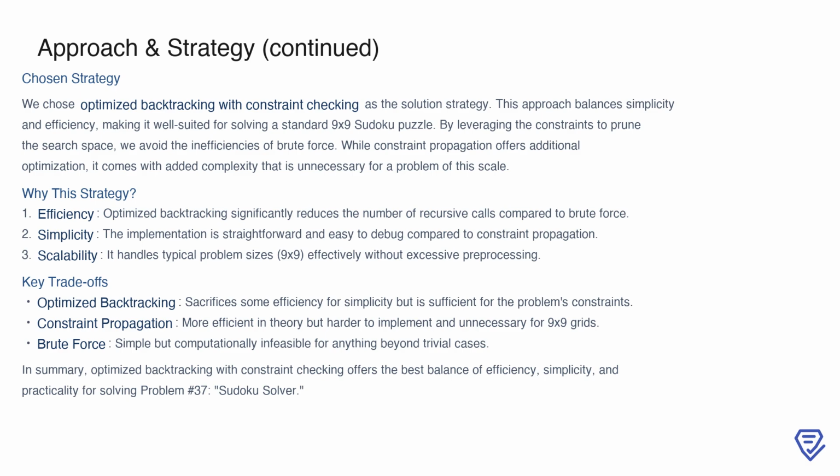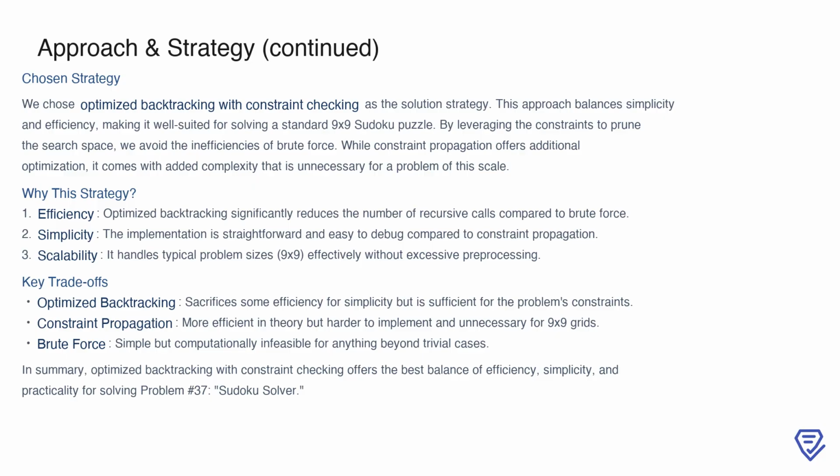This method strikes an ideal balance between simplicity and efficiency, making it a perfect fit for solving a standard 9x9 Sudoku puzzle. By leveraging the puzzle's constraints to prune the search space, we avoid the inefficiencies of brute force. While constraint propagation could offer further optimization, the added complexity is unnecessary for a problem of this scale. Optimized backtracking is efficient because it significantly reduces the number of recursive calls compared to brute force. It is also straightforward to implement and debug, which is an important consideration when working with algorithms. This approach is well suited to handle typical 9x9 Sudoku grids without excessive pre-processing.